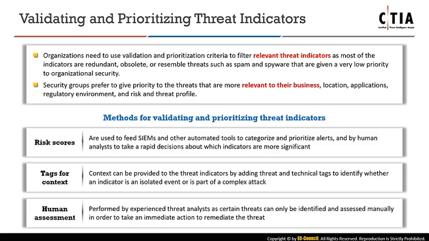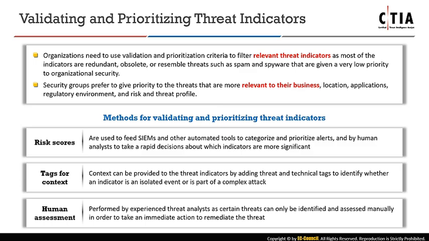Locations, your applications, your regulatory environment, your risk and your threat profile. We want to prioritize threat indicators that will affect the bottom line of the organizations we represent. What are some methods for validating and prioritizing those threat indicators? Those are, number one, risk scores. Kind of talked about this a little bit in the past. We won't spend too much time on it.